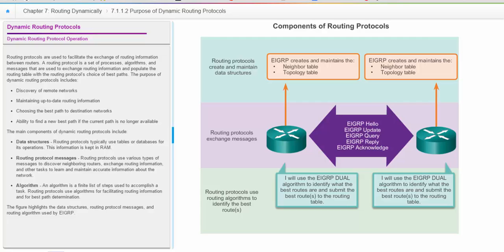With the data structure, routing protocols typically use tables or databases for their operations, and this information is kept in RAM. With our routing protocol messages, the routing protocols use various types of messages to discover neighboring routers, and then they exchange routing information and other tasks to learn and maintain accurate information about the network. And then finally, the algorithm is a finite list of steps used to accomplish a task, and routing protocols use algorithms when facilitating routing information, and for best path destination, it determines how far away things are or how close they are.